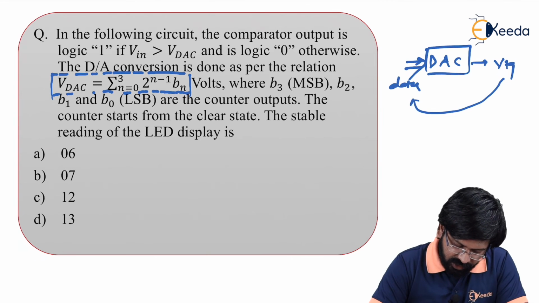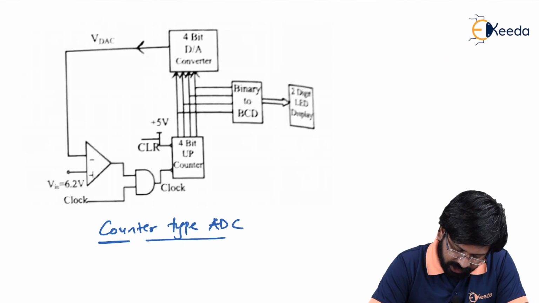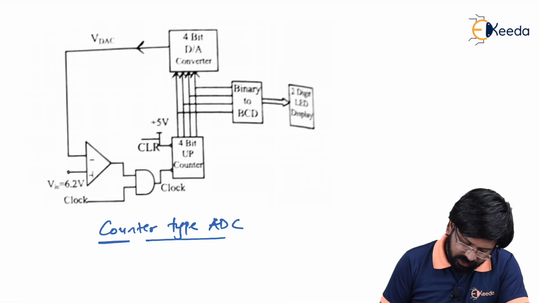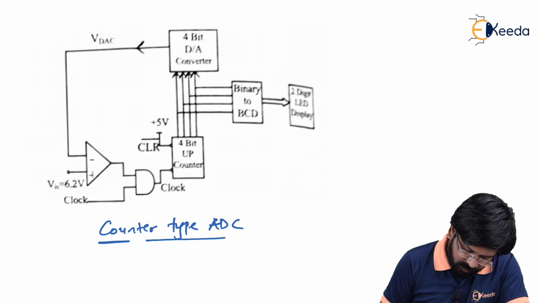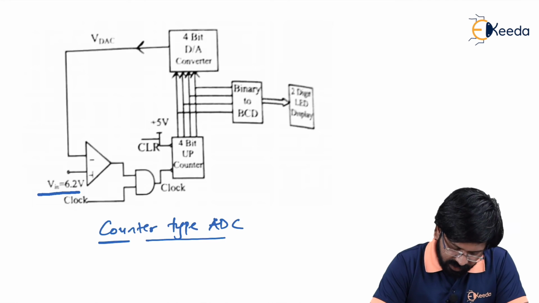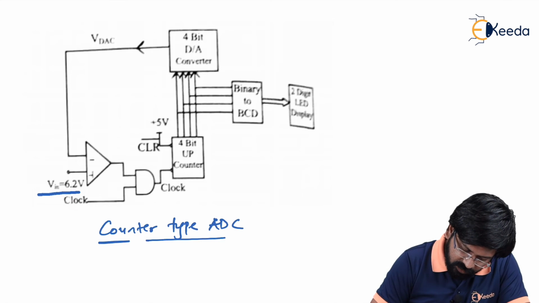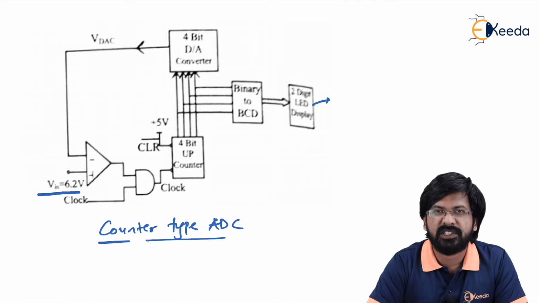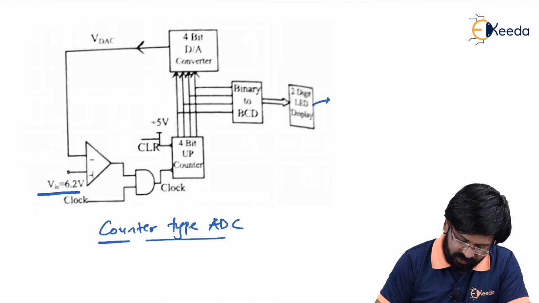So again, let's go back to the diagram here. You can see that the input voltage provided is 6.2 volt. Is that right? And then you have to identify what is displayed on this display. I mean, what is a stable display? Stable display means the end output.